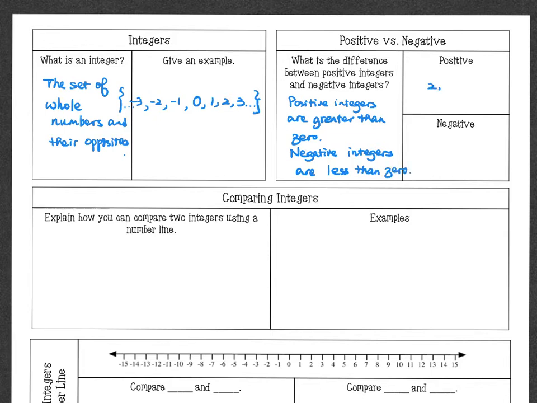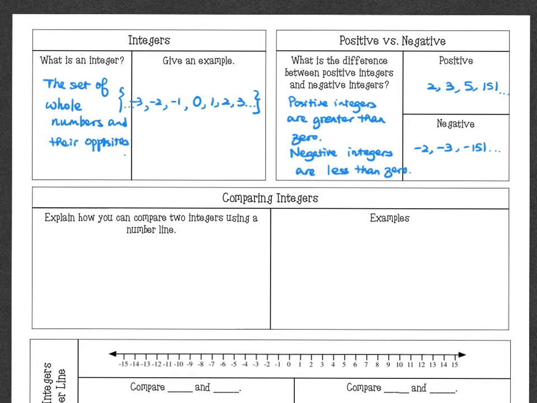So if I give you an example, a 3, a 5, a 151, those are all positive. But if it's less than 0, it's negative, like -151 and so on and so forth, right? And 0, remember, 0 is just 0. It's neither positive nor negative.